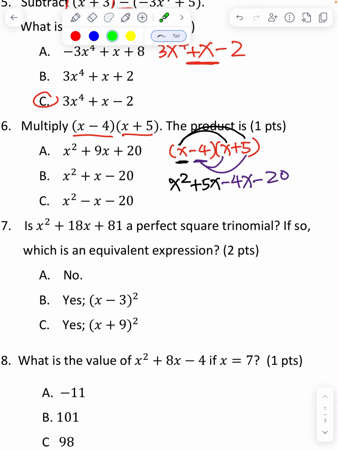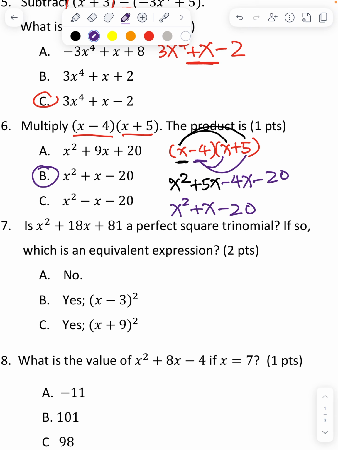Now we have two like terms in the middle. So 5x minus 4x, that's just 1x, and we don't have to write out the 1. So it's going to be x squared plus x minus 20. So which one? A, B, or C? So it's B, right?